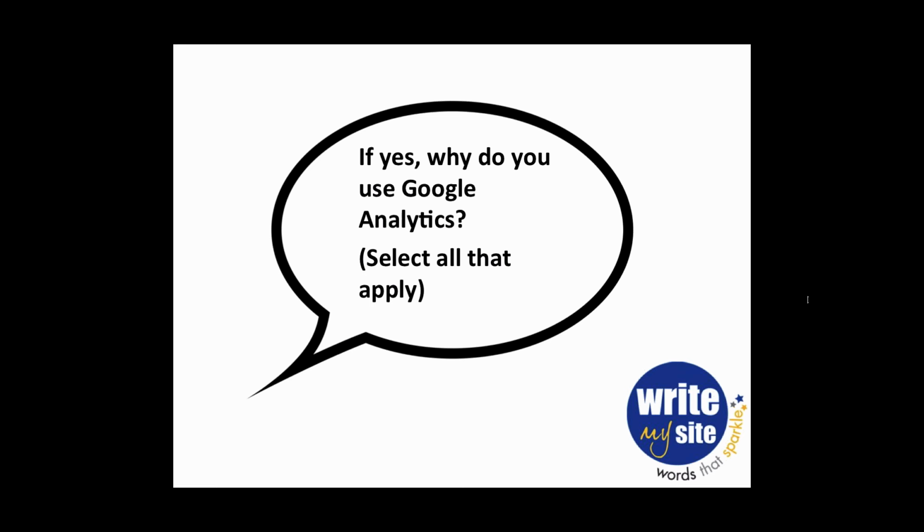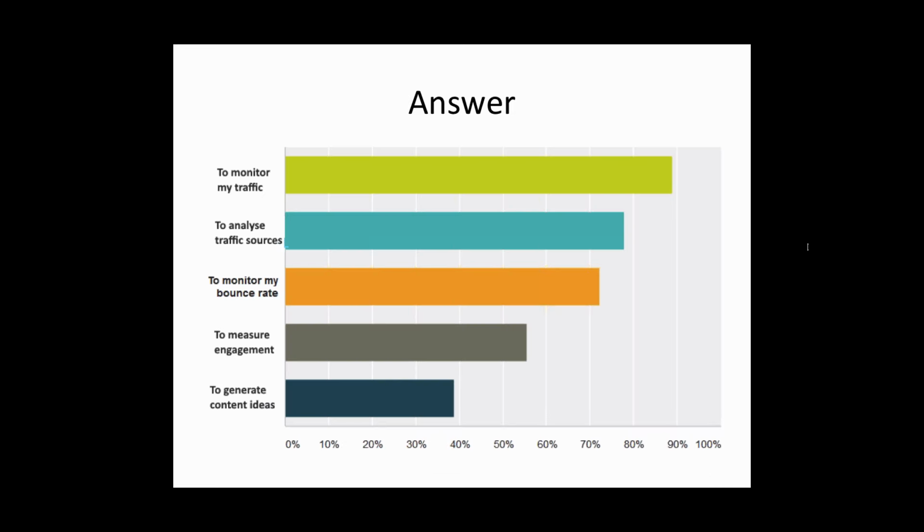And again, they could select more than one reason if they were so inclined. Now, the most obvious one, of course, to monitor traffic, and that's fair enough, that is what it's well known for, and also to analyse traffic sources, that was the next most popular, to monitor bounce rate, to measure engagement, but look, right down at the bottom of the list, to generate content ideas. In fact, we've got fewer than 40%, which means more than 60% of content marketers are using analytics, but they're not using it to come up with new ideas for content. And I think this is a really, really big oversight.